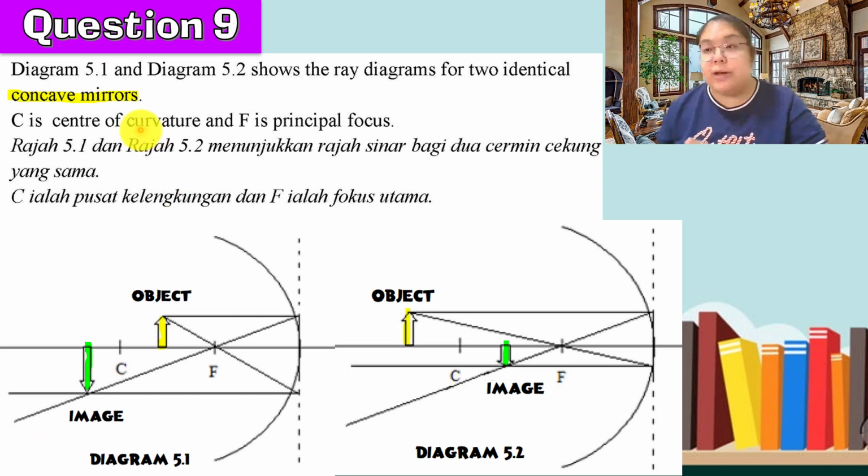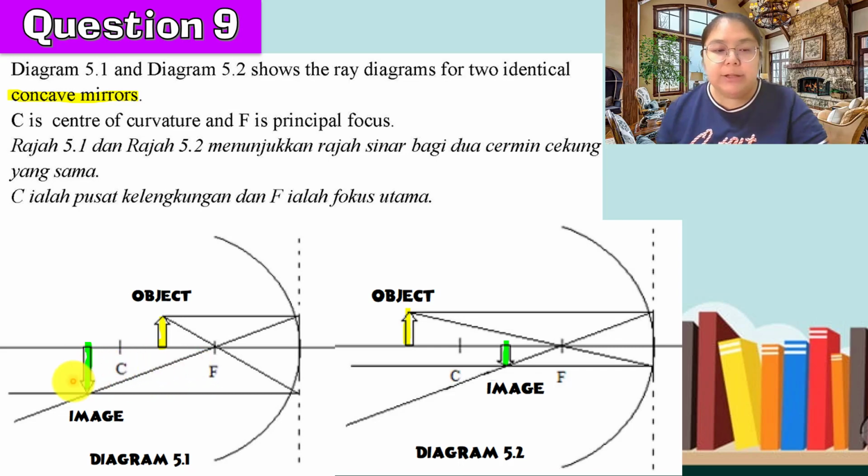Okay, now we go to question number 9. Two diagrams again. They show two identical concave mirrors. C is the center of curvature. F is the principal focus. Before we go to the question, we're going to compare first. In 5.1, the object is closer to the mirror. In 5.2 it is further. Further means after C. This one is between F and C.